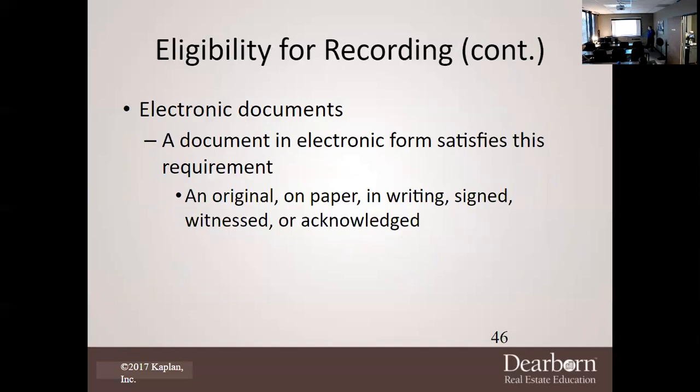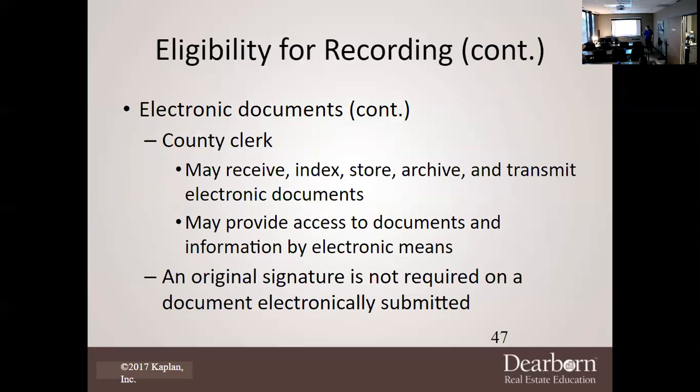Again, electronic filing, there's a lot of things nowadays that are going the electronic method. Electronic documents are going to be a document in the electronic form that satisfies the requirements of an original on paper in writing, signed, witnessed, or acknowledged. Okay. The key thing, I'll explain something. The minute, Travis, if you sign a deed, you sign it physically, it is still paper. But the minute you scan it in and you file it, now the UETA and all the other electronic laws now come into play. Does that make sense?